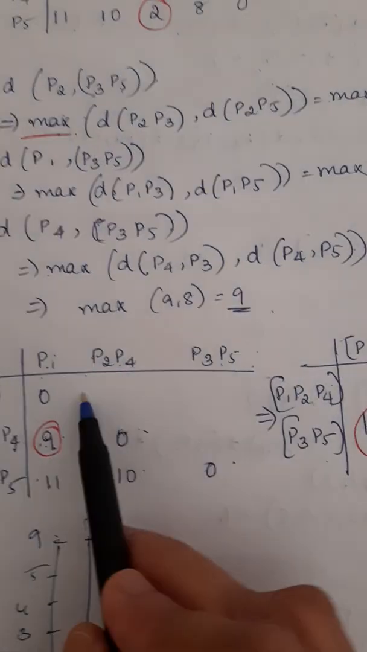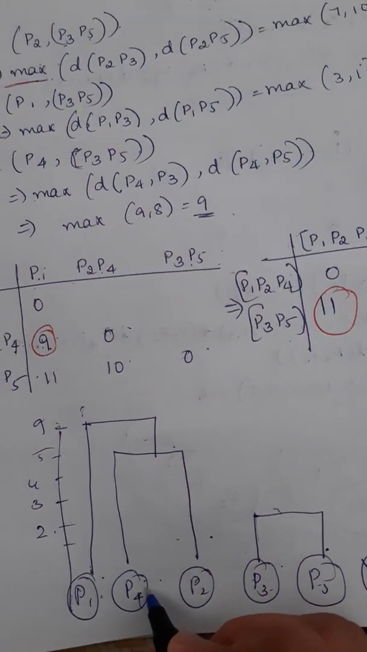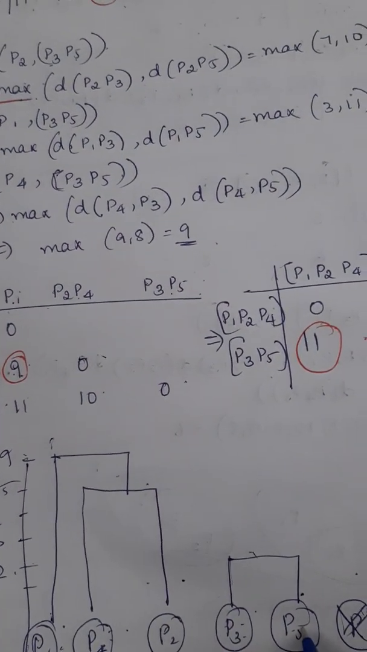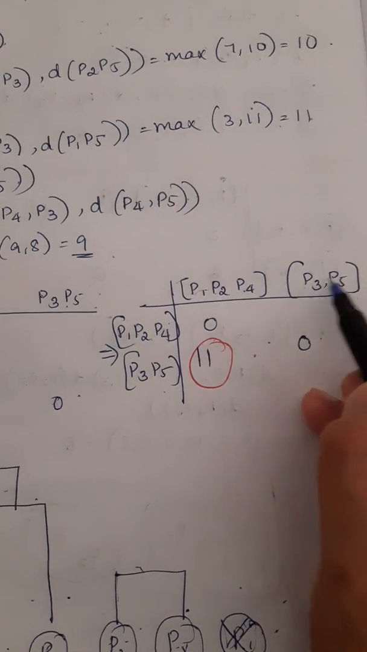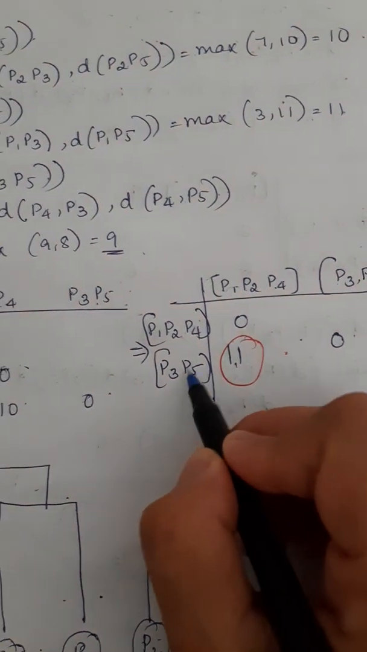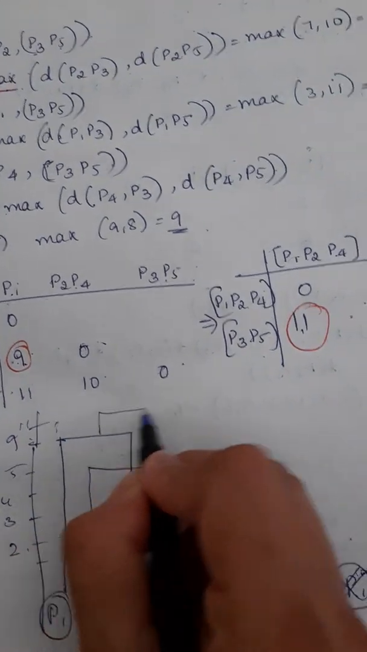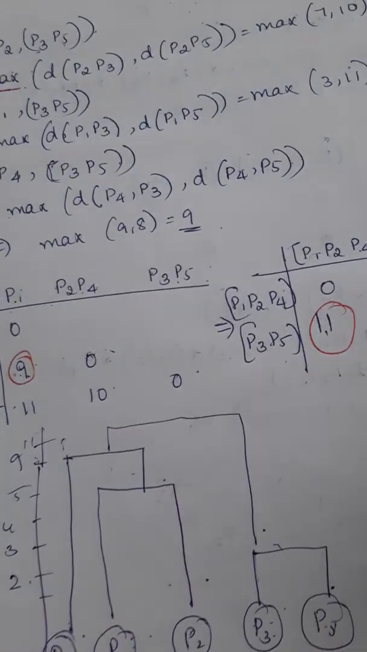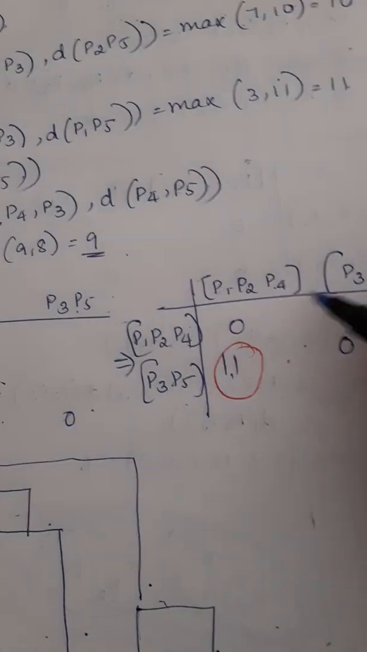Next I will have only two clusters now. P1, P2, P4 is one cluster. P3, P5 is the next cluster. Now at a distance of 11, I am going to merge the whole thing. So somewhere over here, if I have 11, I will be merging this with this. This becomes your final dendrogram. And this is your cluster.